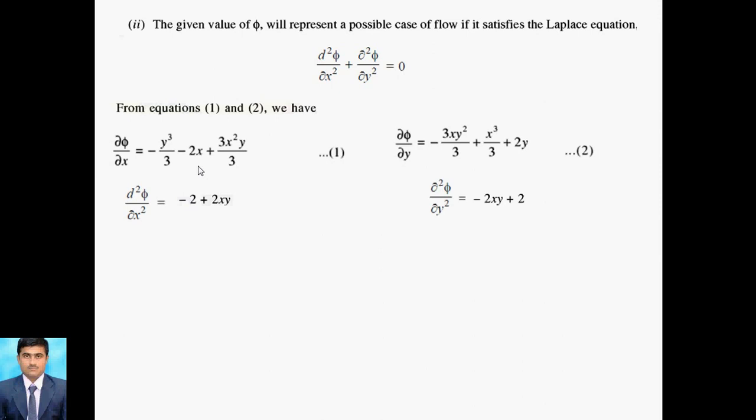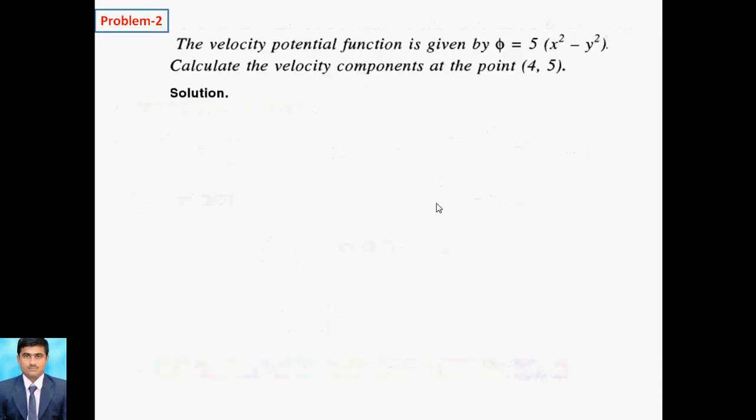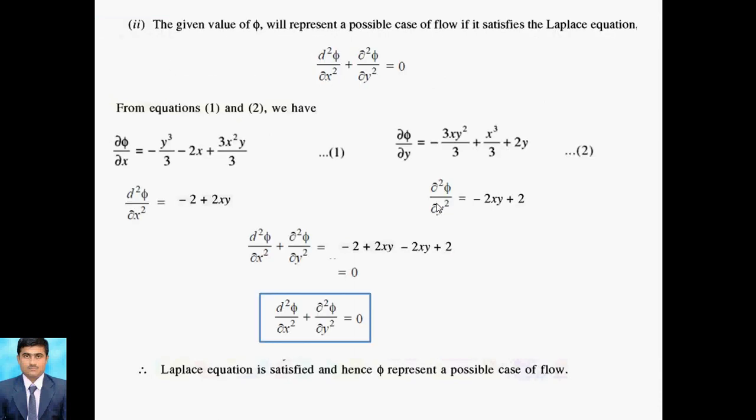So 3 gets cancelled out, minus 2yx, that's why I can write 2xy, and plus with respect to y, that's why I can write plus 2, and x cube by 3 we can take 0, so I can take 0 here. And if you take the addition of this, we get the value 0. So that means it satisfies the Laplace equation, right? And it represents a possible case of flow. So we can identify over here whether it is a possible case of flow or not.